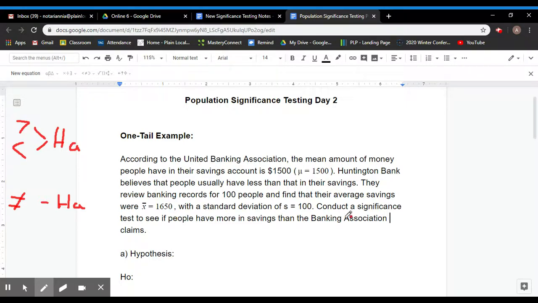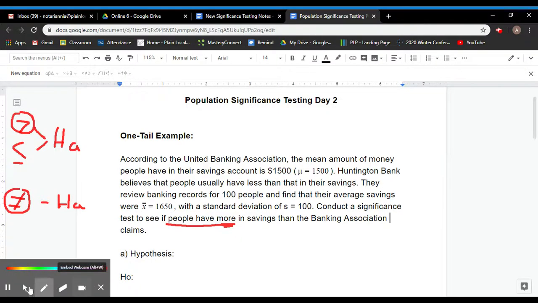This prompt says conduct a significance test to see if people have more, keyword more, in savings. That means we're going to be using a greater than sign, okay? If this said less than, we would be using a less than sign. And if this said something along the lines of prove that, or conduct a significance test to see if people have a different amount in their savings, then it would be a does not equal or anything but. All right, so that's how you tell if it's a one-tail or a two-tail. It's just based off of the wording in the prompt.